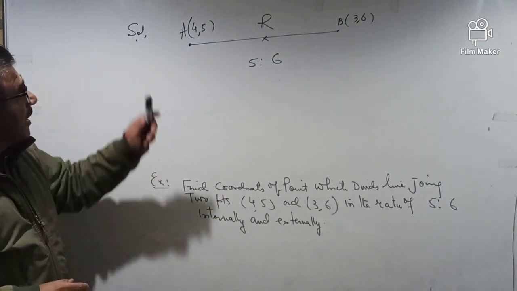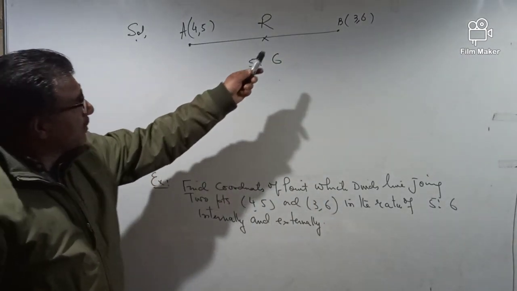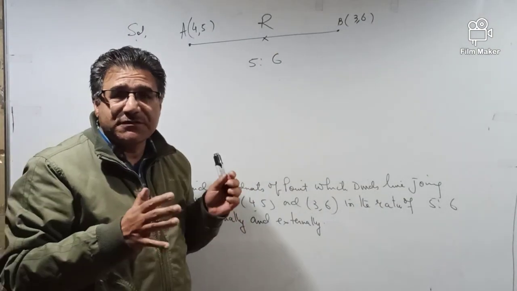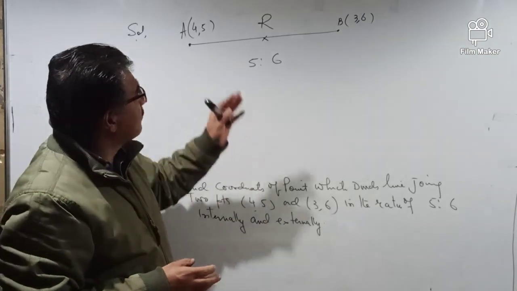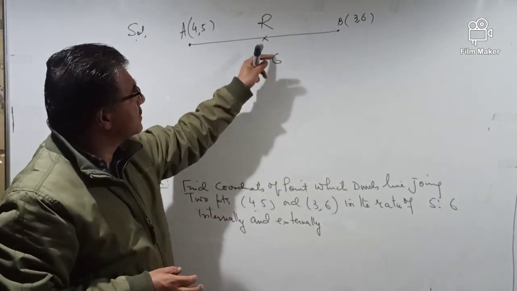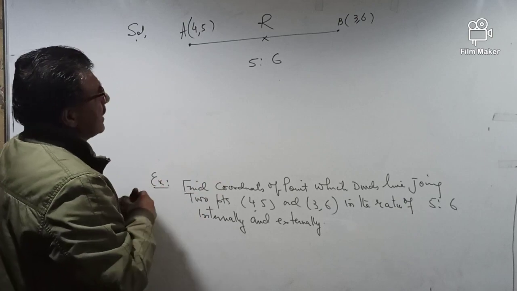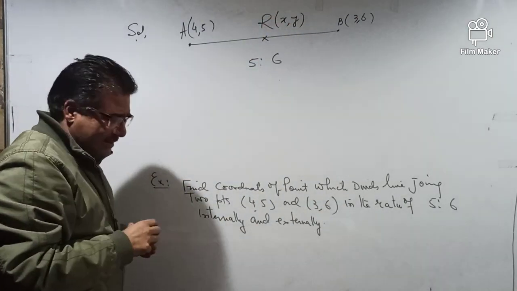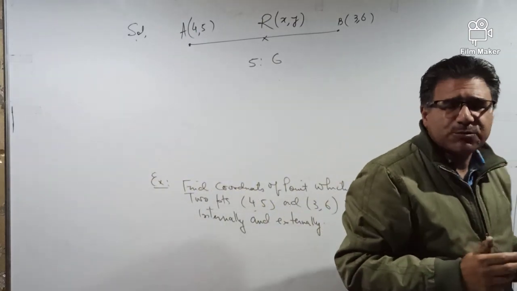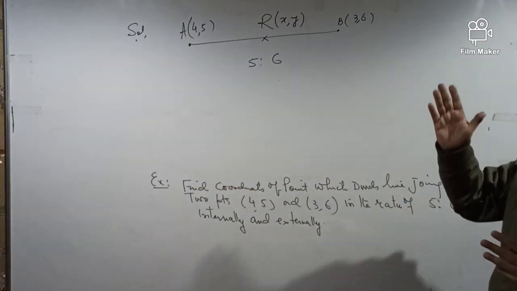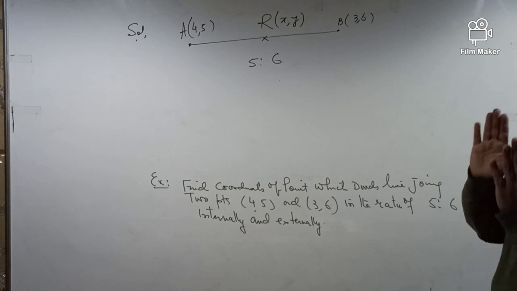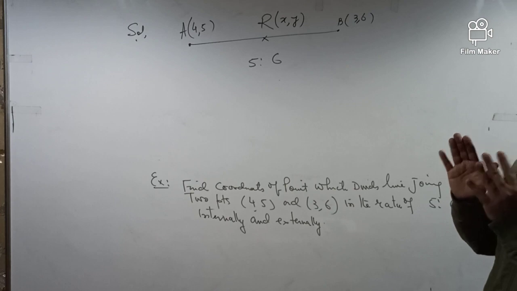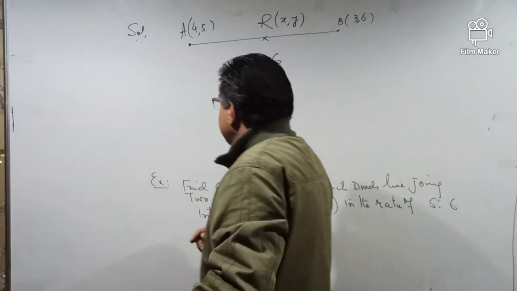This is my question. A is given, it is 4, 5. B is given, it is 3, 6. And the ratio is given, but R is the point which divides AB in the ratio of 5 is to 6, but where? Internally. Now how to find the coordinates of the point R? Let the coordinates of the point R be x and y. Now I have to find the value of x and value of y. Now you have to remember one thing. R divides AB internally. Now what is the internal division formula? That you have to see.